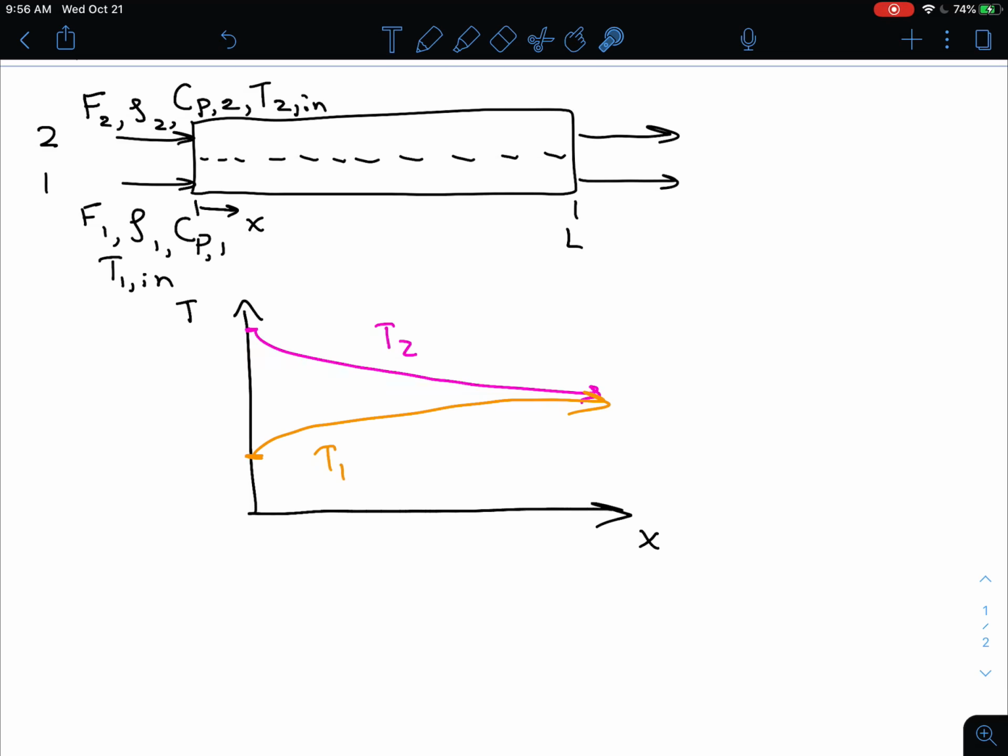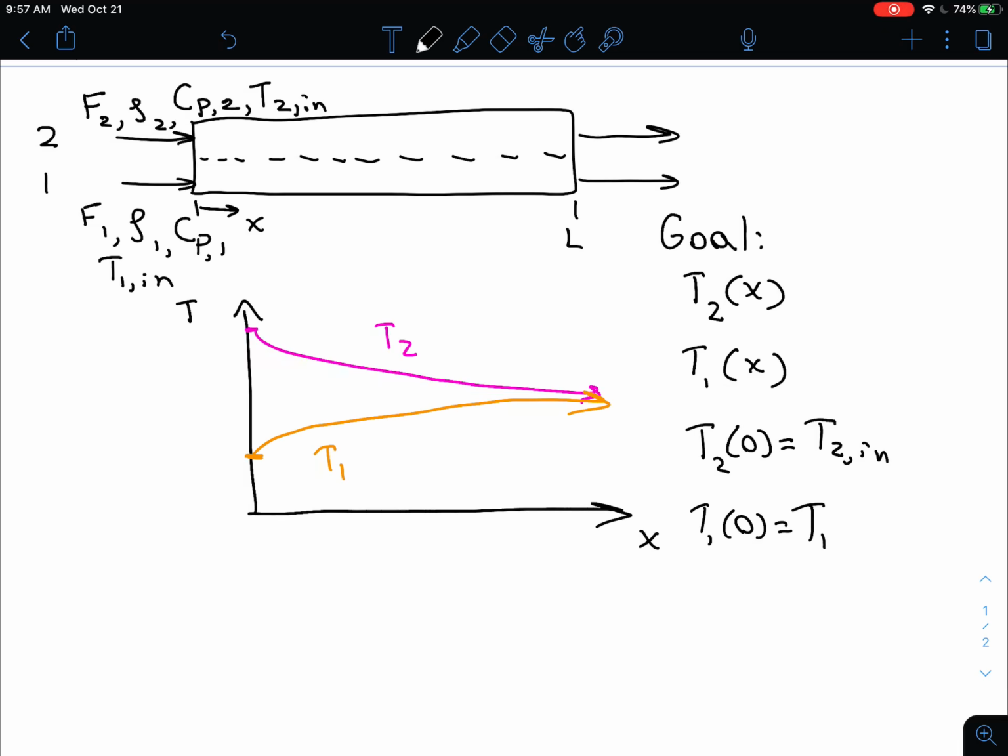So notice that temperature changes continuously with position. And so in order to calculate temperature as a function of position, we need to formulate differential equations that will allow us to calculate T2 as a function of x and T1 as a function of x, with the initial conditions T2(0) equals T2 in, T1(0) equals T1 in.